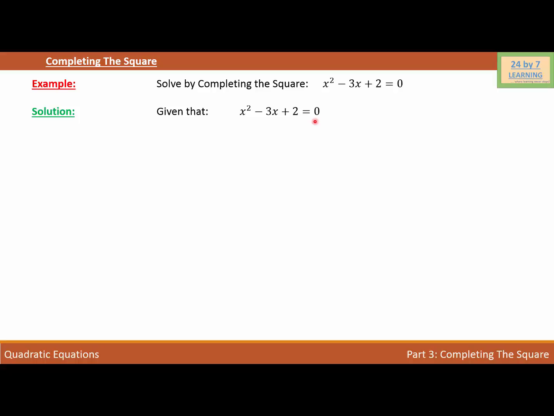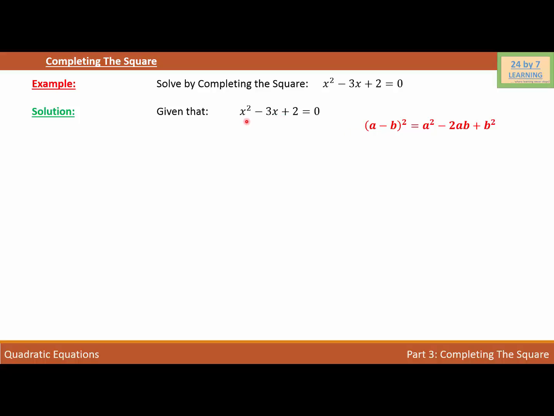What I'm going to do, I'm going to consider a formula: a minus b whole square is equal to a square minus 2ab plus b square. If you look closely at the first two terms, I can definitely compare the first two terms of the equation with a square and negative 2ab. So if I compare, I can say a square is equal to x square and negative 2ab is equal to negative 3x.